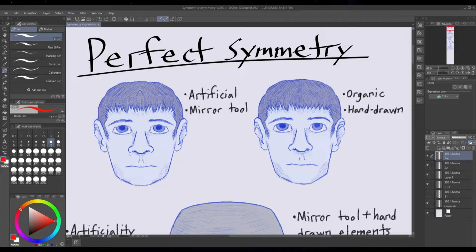So for this example on the right, I tried the same thing, but instead of using the mirror tool, I freehanded the other side. You'll notice there are points where it is not symmetrical on both sides. The points I want to focus on are the eyes and eyebrows, which are not perfectly symmetrical. If you were to draw a straight line through the eyes, you'll notice that they're kind of off from one another, not perfectly on that same line.